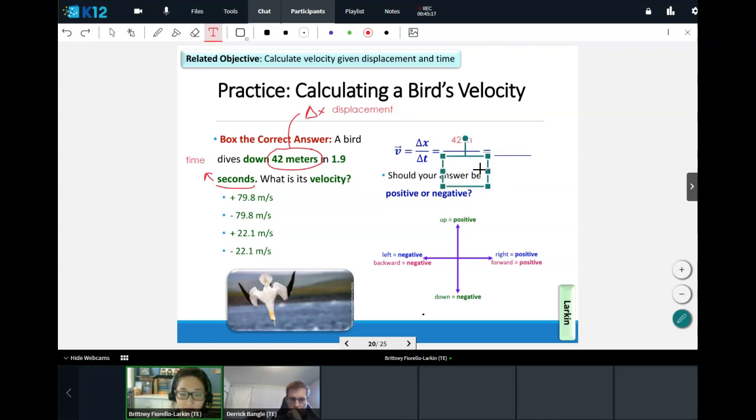And you should have noticed that velocity actually does not have a number yet. That's actually what we're solving for. So 1.9 seconds goes on the bottom, and what I'm solving for right here is velocity. So grab your calculators. I need at least 10 people answering me before I move on to the one where you try it on your own.